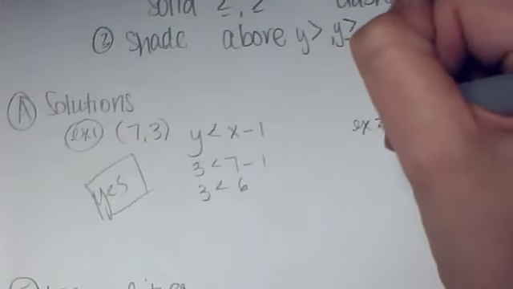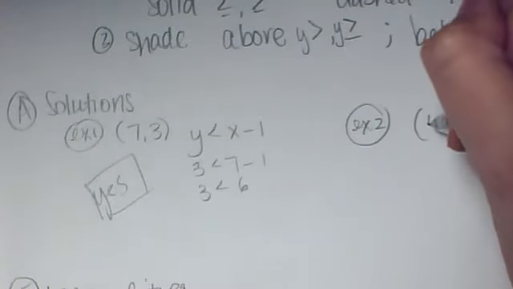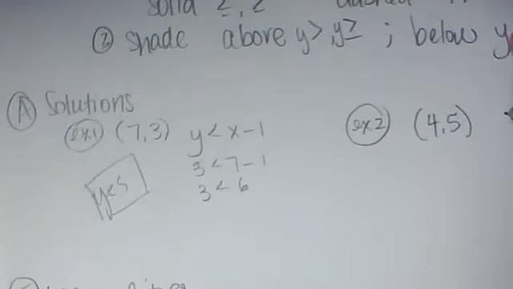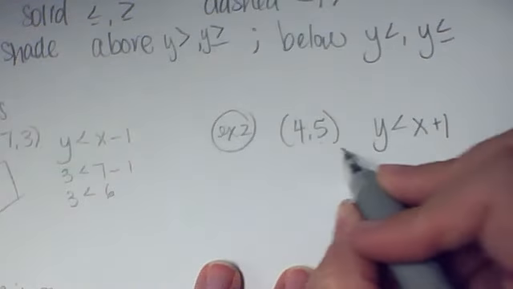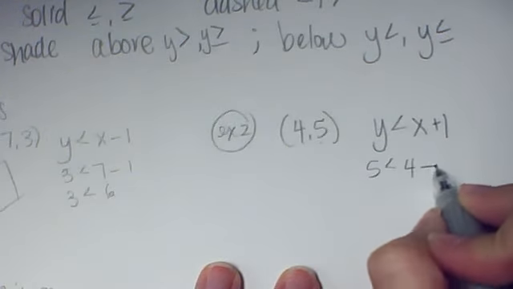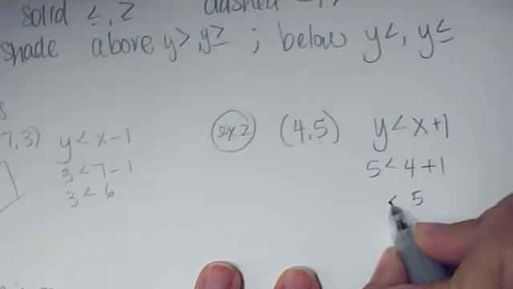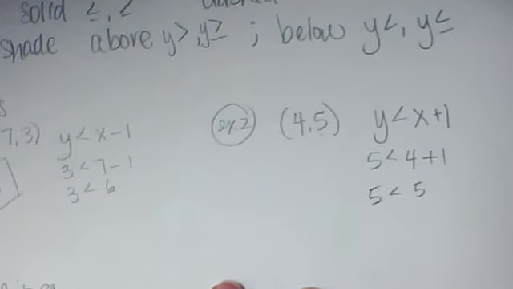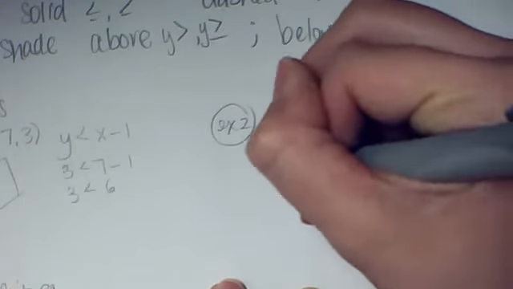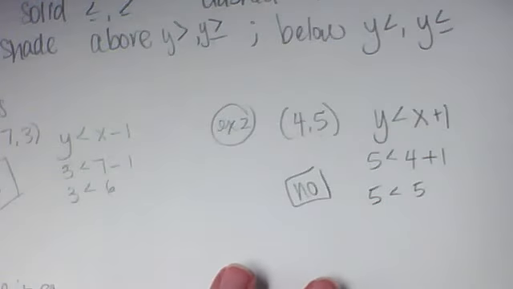Let's try another one. Example number 2. If my ordered pair is (4, 5) and my inequality is y is less than x plus 1, I'm going to plug in what I see. My y value is 5. My x value is 4. 4 plus 1 is 5. And my question to myself should be, is 5 less than 5? No, it is not. So that one is not a solution.